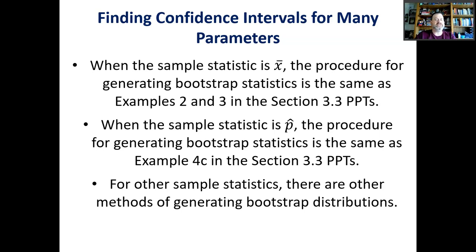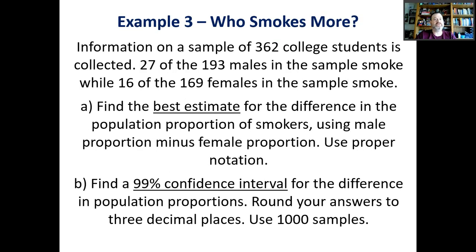When the sample statistic is p hat, the procedure for generating bootstrap statistics is the same as for C. So that was the one with the compassionate rats, where you just put x's for categorical variables, x's or just leave it blank, and then you count everything up the same way. For other sample statistics, there are other methods of generating bootstrap distributions. So let's see those now.